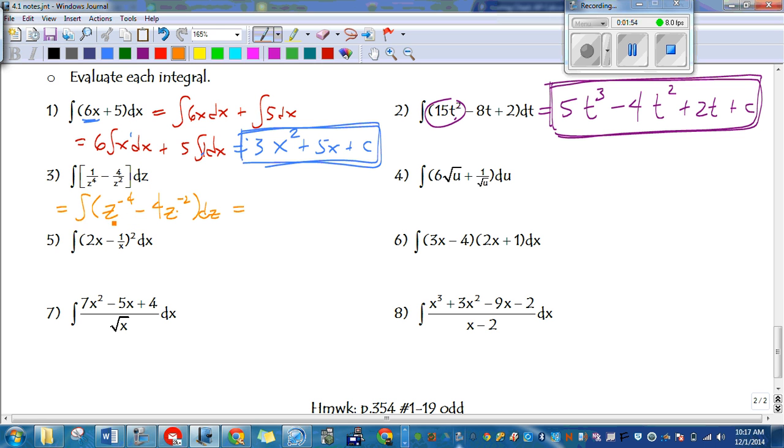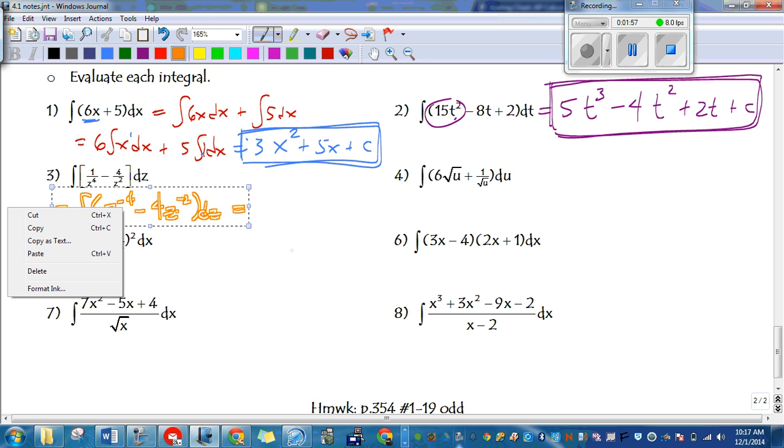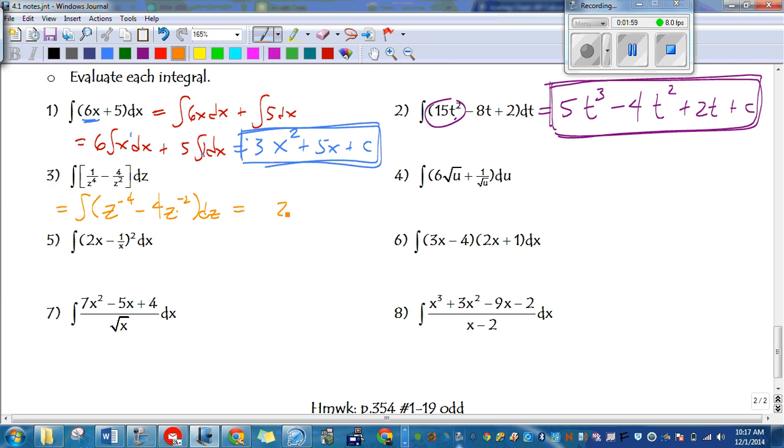All right, so z to the negative 4th, we're going to add 1 to that exponent. So we get z to the negative 3. And then we're dividing by negative 3, or you can think of it as multiplying by the reciprocal. So it's like having negative 1/3 out in front times z to the negative 3rd. Then for our next one, we're adding 1 to the exponent. So we get z to the negative 1st, divided by negative 1. So negative 4 divided by negative 1, we get a positive 4. And then plus c, we need to remember at the end, to represent all the possibilities.